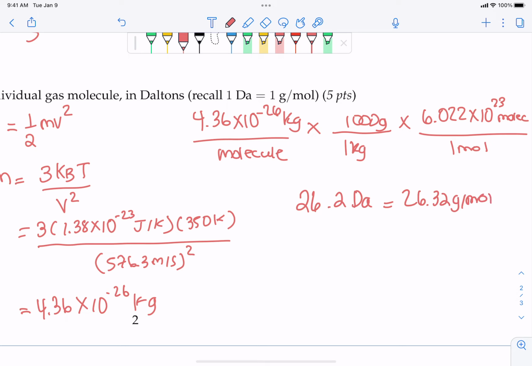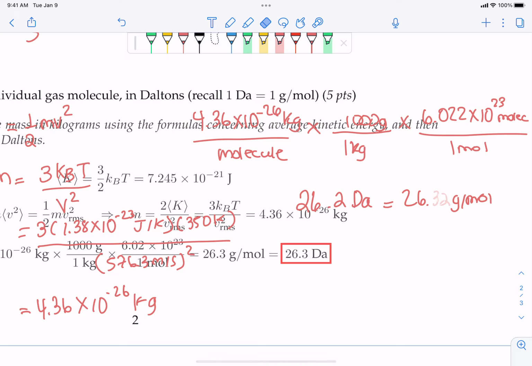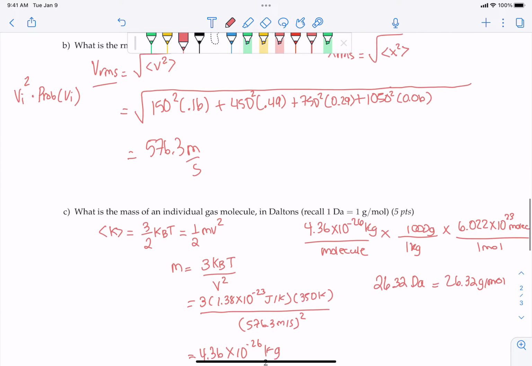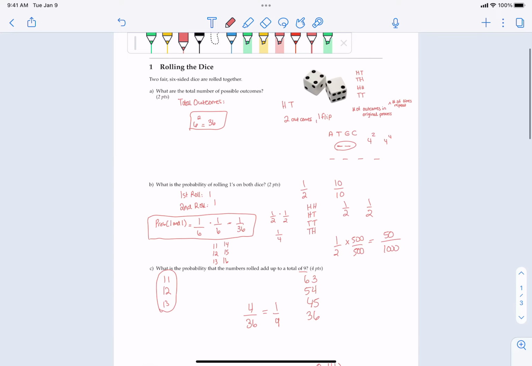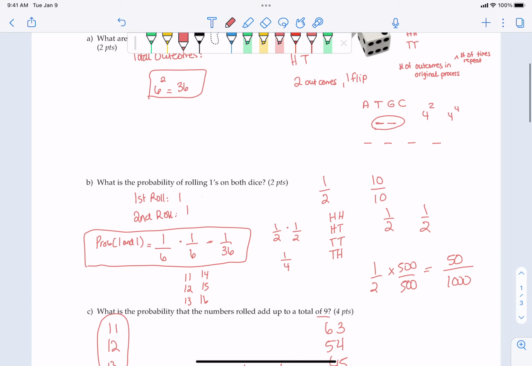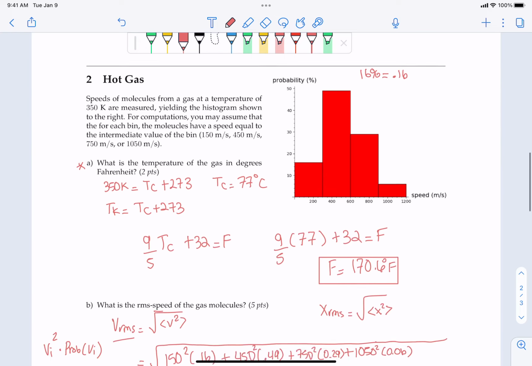So, like I said, 16 grams per mole is 16 Daltons, 15 grams per mole is 15 Daltons. So 26.32 grams per mole should be 26.32 Daltons. Whatever, 26.2, 26.3, all the same. But that's problem 2 as well. So that kind of sums up the quiz problems here that we have.